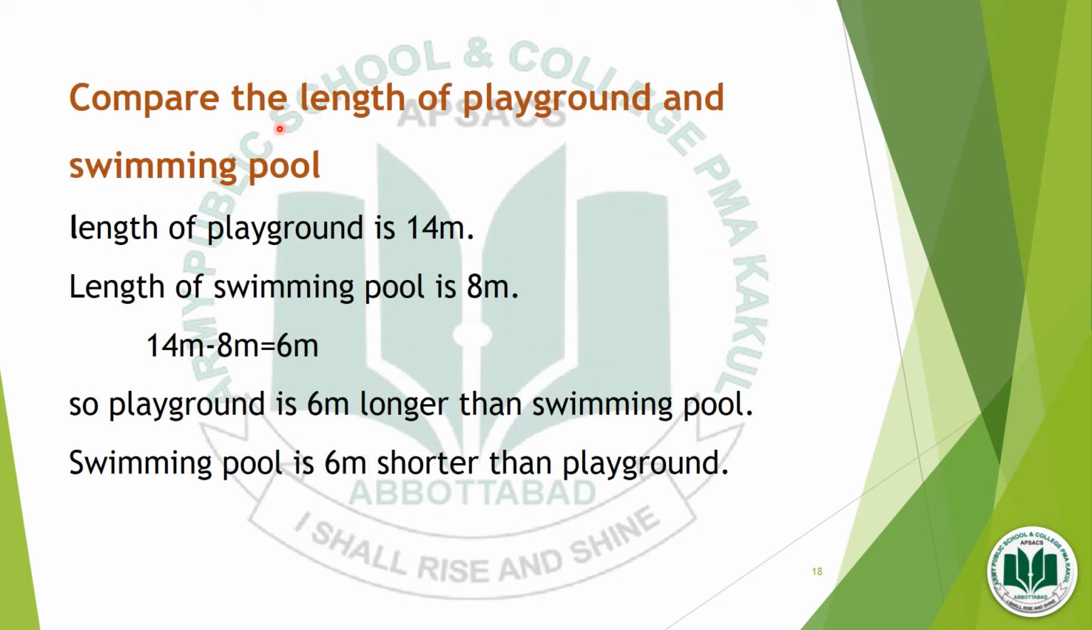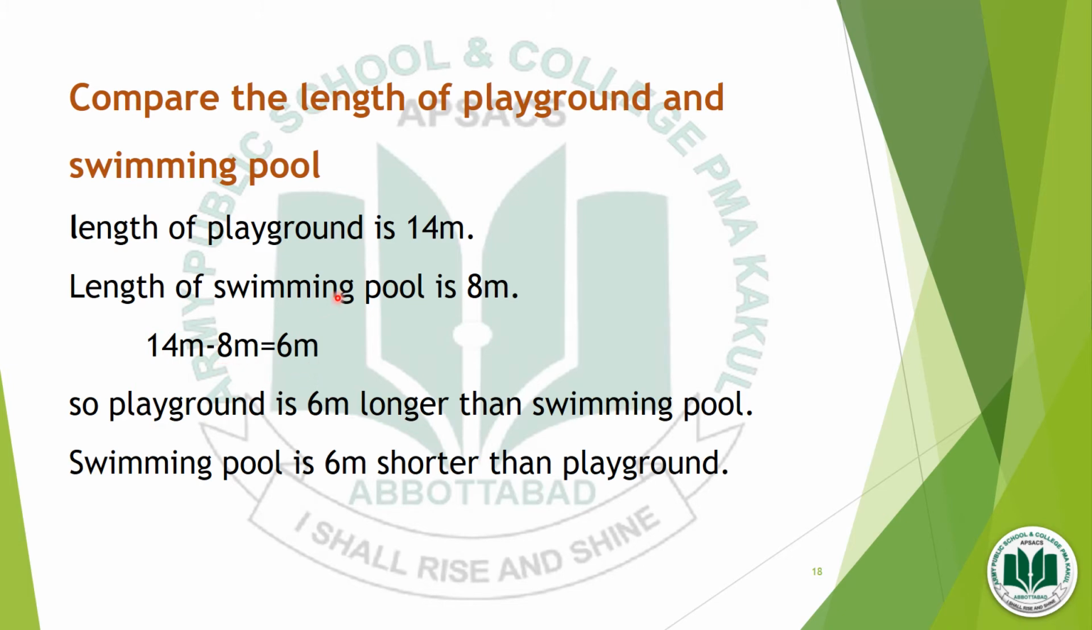Now we will compare the length of playground and swimming pool. As I told, for comparing, we have to subtract the lengths of the given places. Length of playground is 14 meter and length of swimming pool is 8 meter. So we will subtract these two numbers. 14 meter minus 8 meter is equal to 6 meter.